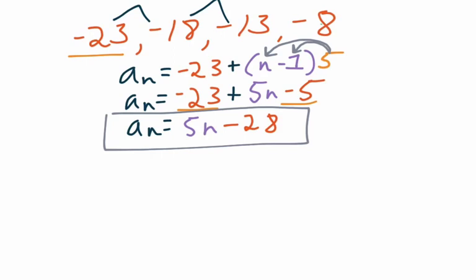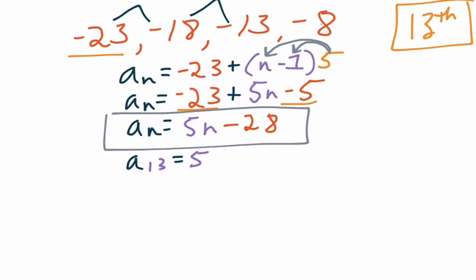But we're asked to solve for the 13th term. So let's figure out what the 13th term is right here. So let's input a 13 here. So a sub 13 is going to equal 5, let's input the 13 right over there, and then subtract away the 28, and we'll be good to go.